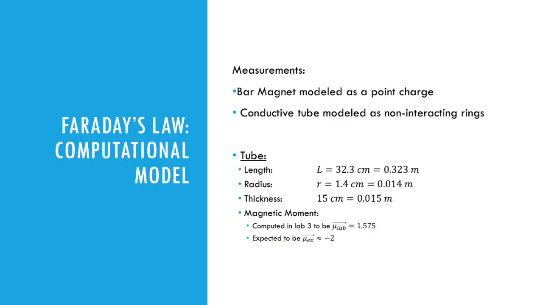Then we move on to the computational model, where we have the bar magnet modeled as a point charge, and the conductive tube modeled as non-interacting rings. The tube has a length of 32.3 centimeters, a radius of 1.4 centimeters, and a thickness of 15 centimeters. The magnetic moment we computed in lab 3 was 1.575. However, it was expected to be somewhere around -2. So I went ahead and used my own mu computed in lab 3, but this might be one of the sources of differences between experiments.